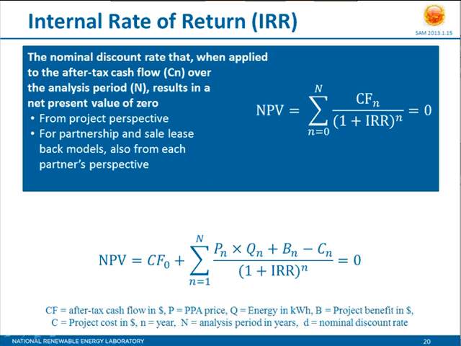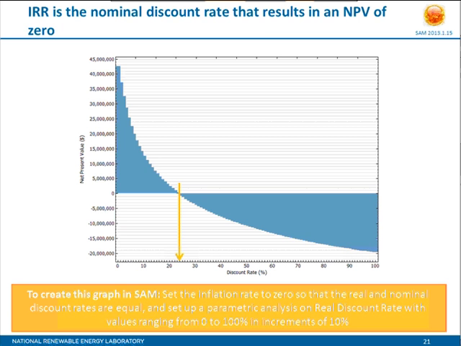Internal rate of return, again, as we know, the definition is the discount rate at which the net present value is 0. This is the nominal discount rate in SAM. And this is a graph that you can create in SAM to show how it calculates the discount rate. So we've got net present value over a range of discount rates. The discount rate is where this line crosses 0.